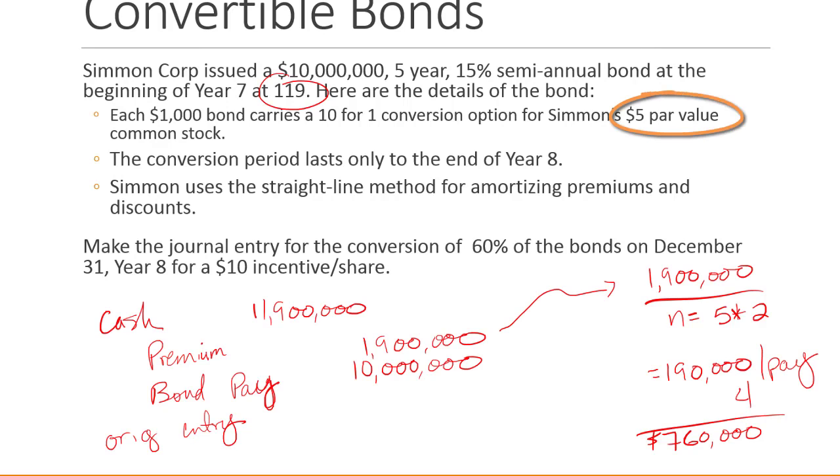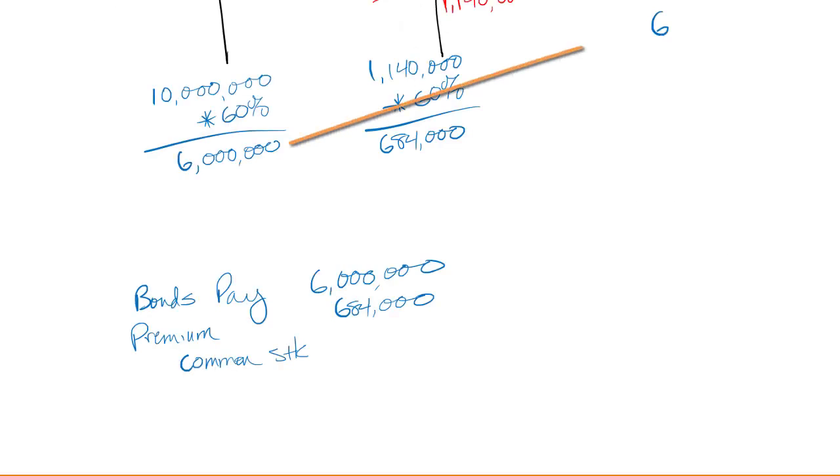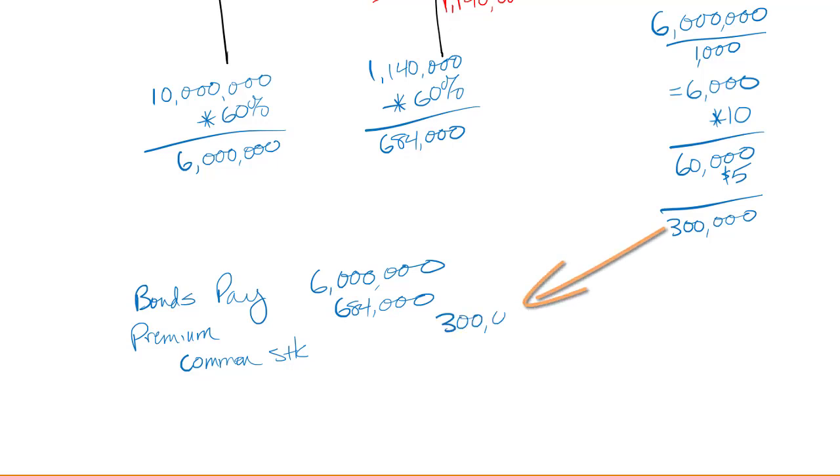So the rule is only the par value can go into the common stock account. So I have $6 million in bonds that are going to be converted, and they're in $1,000 increments. So I actually am having 6,000 bonds converted into common stock. Each bond gets 10 shares. So I'm going to give these 6,000 bondholders 60,000 shares of stock. And each share of stock is a $5 par value, $300,000. And that's what goes down here into my common stock account.